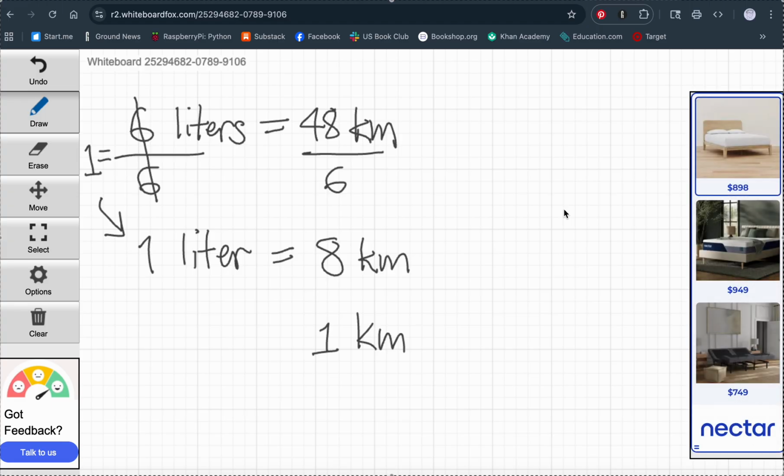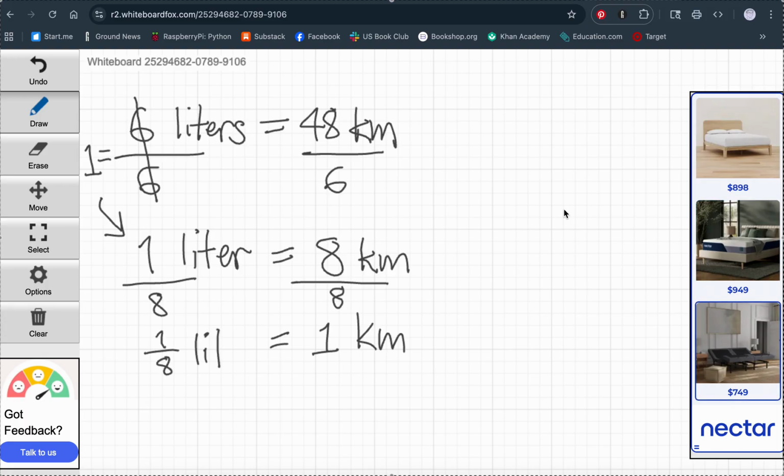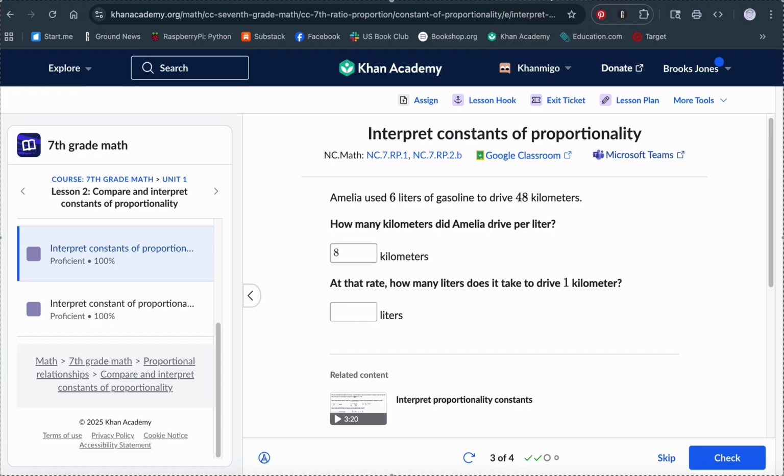Well, we're going to divide both sides of this equation by 8. So we will do that, and for every kilometer, she will need 1/8 of a liter.